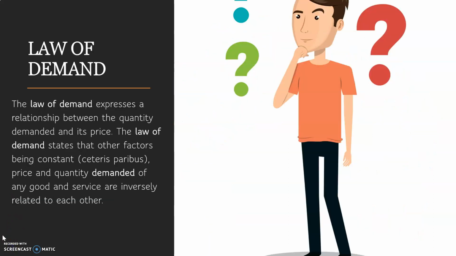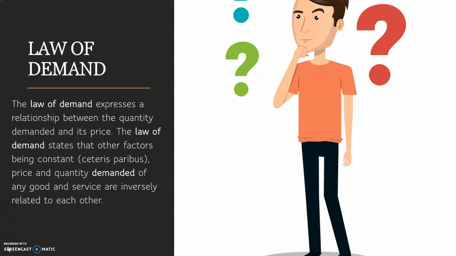Another fundamental concept of economics is the law of demand. And this is something that will guide you through microeconomics and macroeconomics. So the law of demand speaks to a relationship between the quantity of a good or service that is demanded and the price. The law of demand focuses on the relationship between price and quantity demanded. The law of demand states that ceteris paribus, or other factors being constant, price and quantity demanded of any good and service are inversely related.